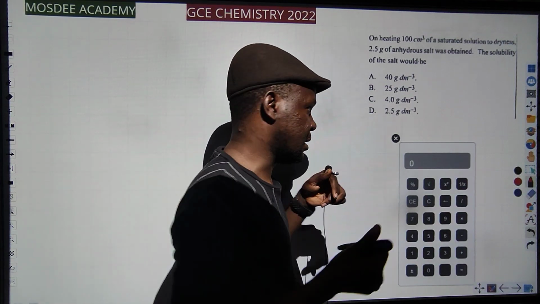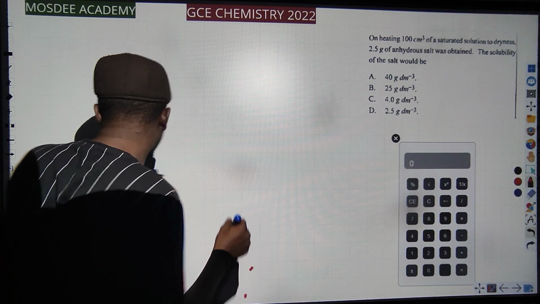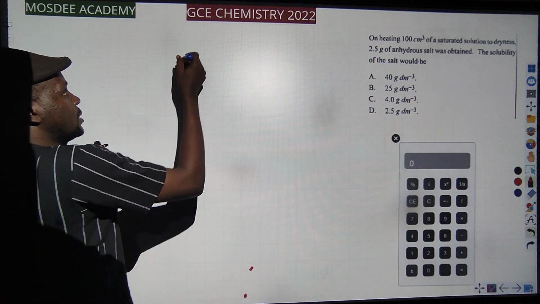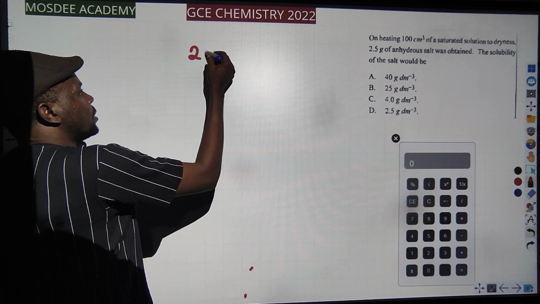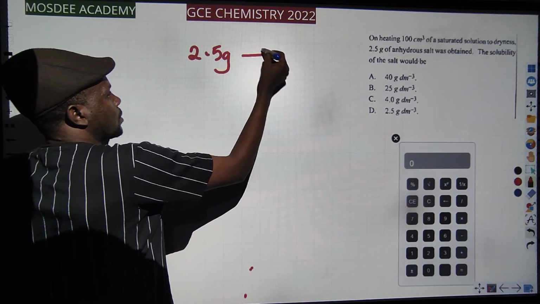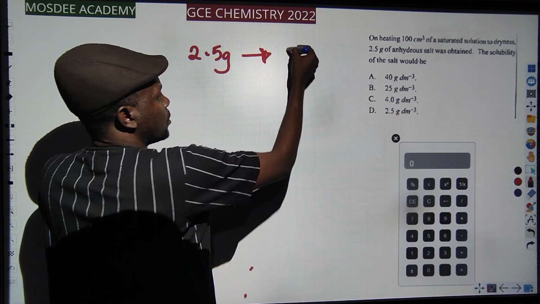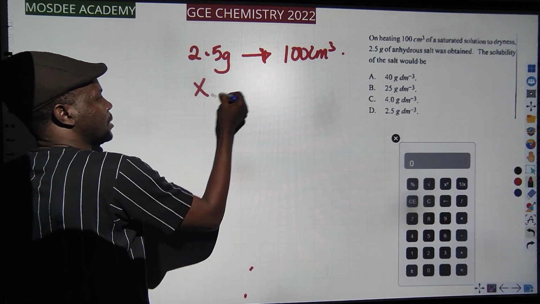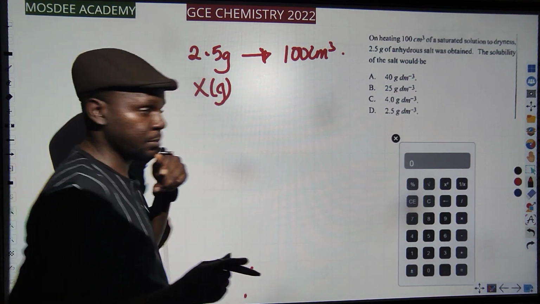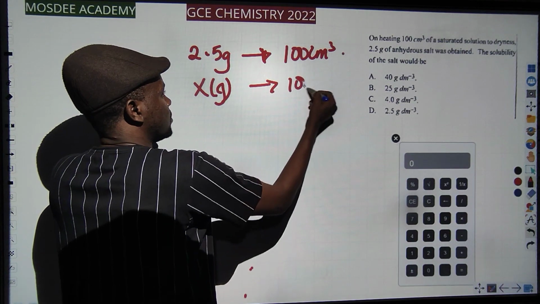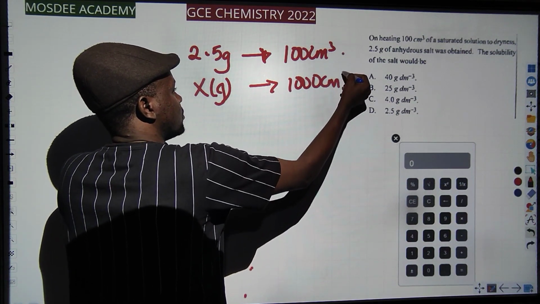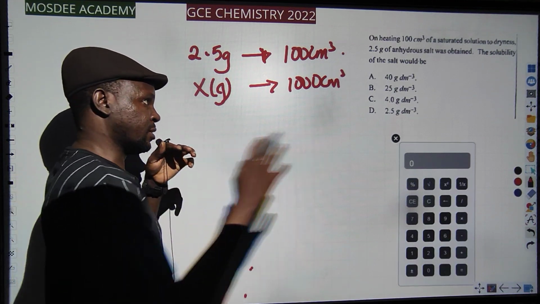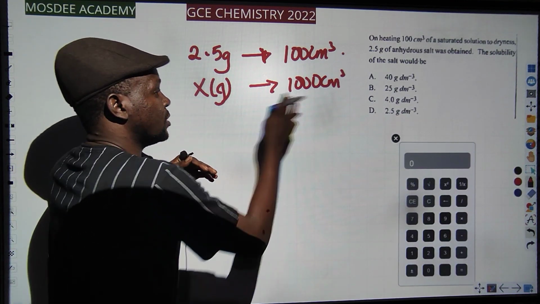Now the definition of solubility in gram from junior class is, let me move a little bit for you guys to see, given as we do it in this simple way. Solubility in gram is given as 2.5 grams obtained from 100 centimeter cube. Now say how many grams, and write it as x grams, in 1000 centimeter cube. So this is the method we use. If you are new to this type of method in chemistry, you need to learn it. So we set equivalence, and your answer will be in gram per dm cube.